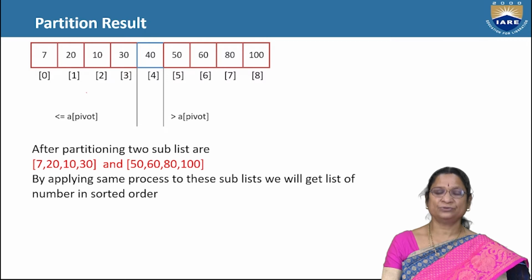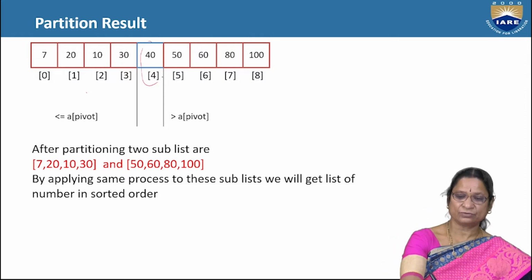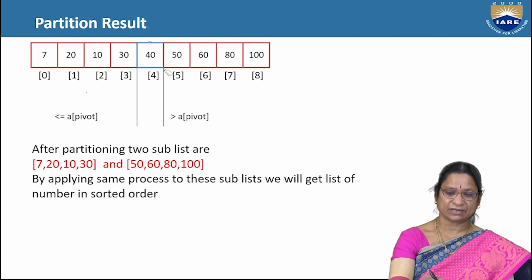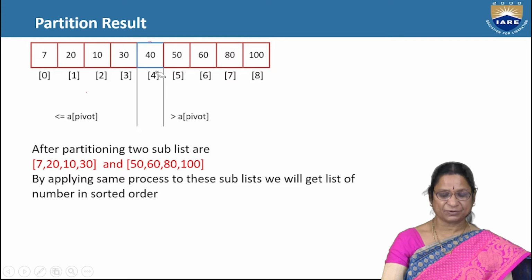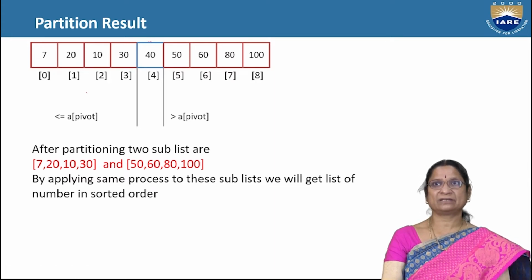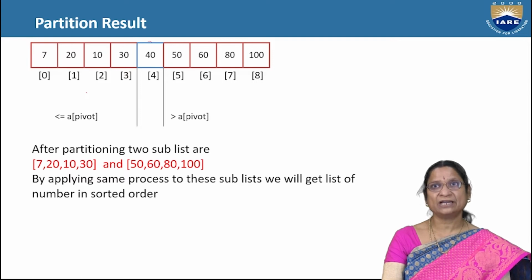So indexes 0, 1, 2, 3 are the first partition and indexes 5, 6, 7, 8 are the second partition. That is, 30, 20, 10 and so on are in the first partition, and 50, 60, 80, 100 are in the second partition. The pivot element is now fixed in its correct position, so there is no need to change it. Again apply the same process to the first partition and the second partition. This is going to be continued recursively.